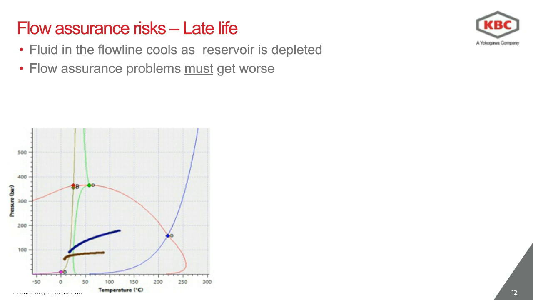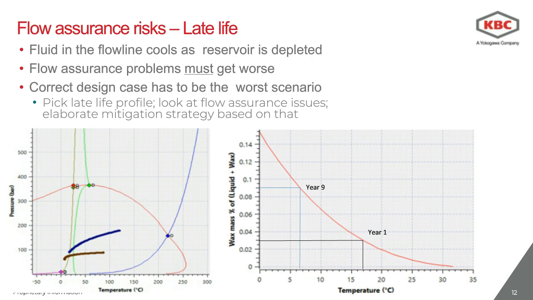To pick up the correct design case, one therefore can look at, for instance, the amount of separated wax at year 1 and the amount of separated wax predicted at year 9. We know that at year 9, the arrival temperature will be below 10 degrees, around 5 degrees, and you can see from the plot on the left-hand side. From the right-hand side, we can see that the amount of separated wax has more than doubled during the life of the field. So this is more or less the end of the story.